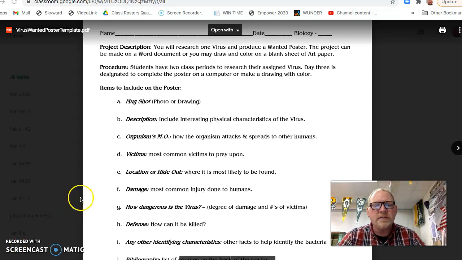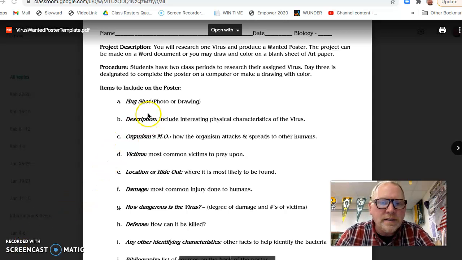So first of all is a mug shot, okay, because it's a wanted poster. You want to do a mug shot. You'll have a photo or a drawing of this. I prefer you to use a drawing of it, kind of make it into a caricature. I've got some examples that we'll show you at the end here.